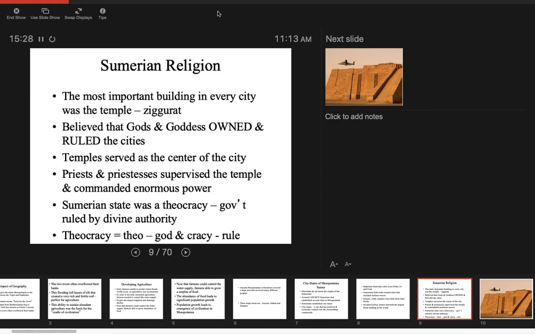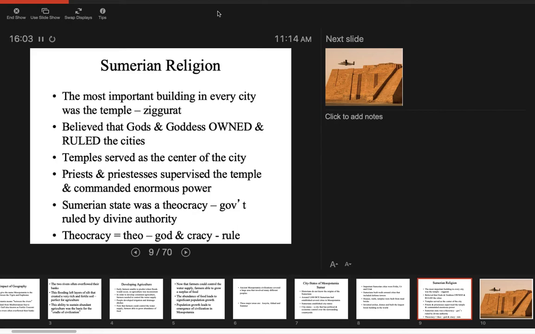So those cities were not owned by people, the land not owned by people, but owned by gods and goddesses, because we are going to have goddesses. The temple will be in the center of the city. These priests and priestesses, and again, female priestesses, which will happen for a short period of time, will be able to have access to that knowledge, supervise the temple, and then commanded enormous power.